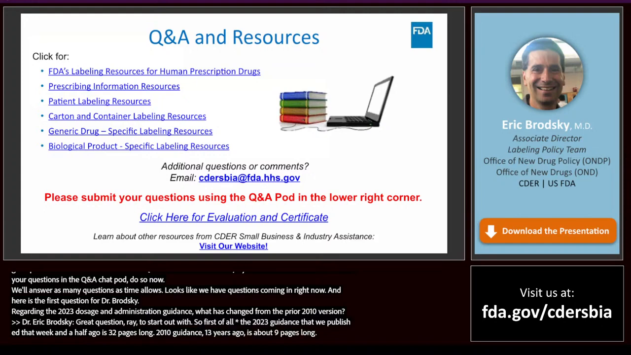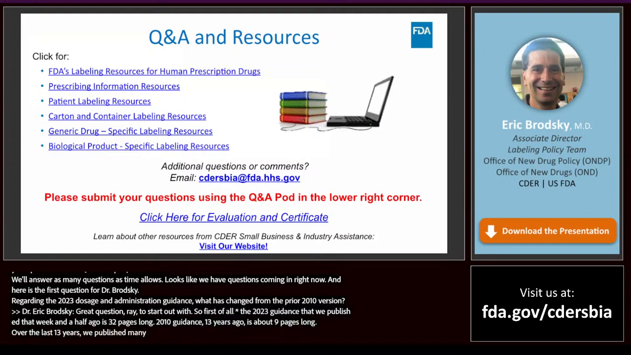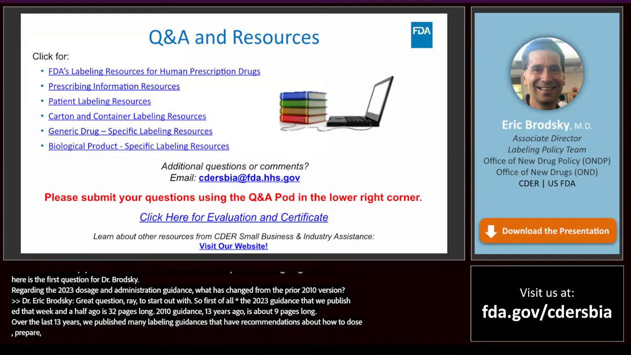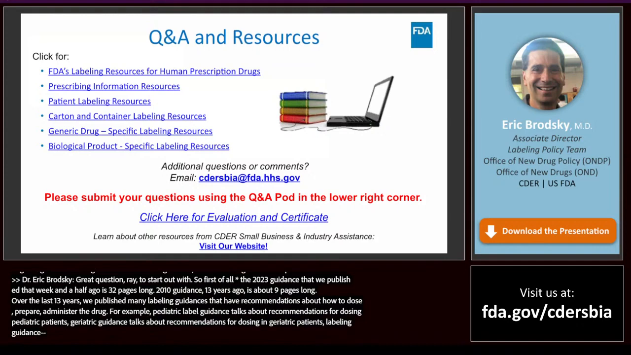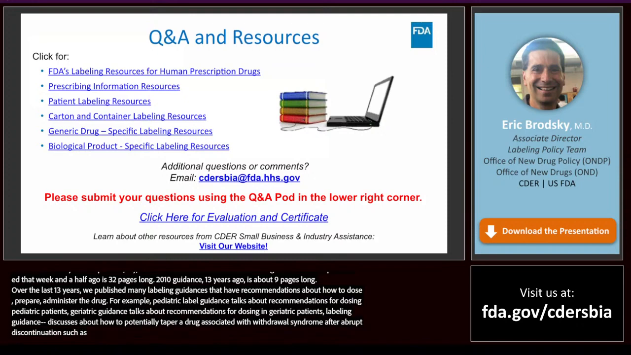Over the last 13 years, we've published many labeling guidances that have recommendations about how to dose, prepare, and administer the drug. For example, the pediatric labeling guidance talks about recommendations for dosing in pediatric patients. The geriatric labeling guidance talks about recommendations for dosing in geriatric patients. The drug abuse and dependence section of labeling guidance discusses how to potentially taper a drug associated with withdrawal syndrome after abrupt discontinuation, such as an SSRI or a beta blocker or a benzodiazepine.